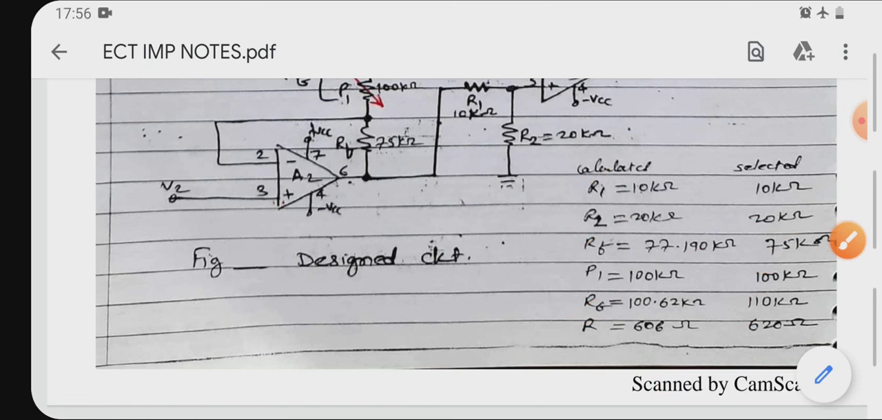Okay, so in this way you have to solve the problem for 8 marks, design an instrumentation amplifier. All the 3 op amps are 741 ICs, and all other components you have to calculate. If the value of the variable resistor, that means potentiometer, is not given in the problem, you can assume that value also as 100 kilo ohm or any standard value like 150 kilo ohm, 200 kilo ohm, etc. Okay, and then solve the problem.